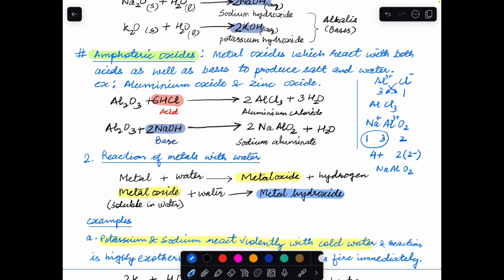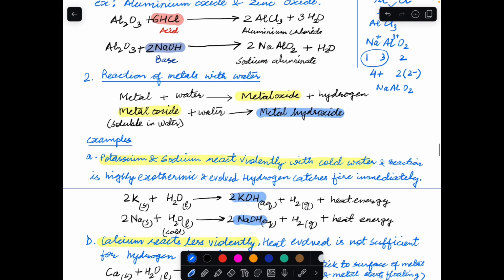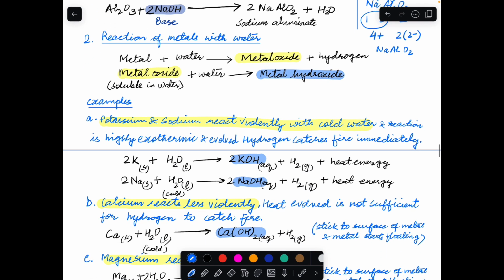Now come to the next reaction, that is reaction of metals with water. Different metals react at different rates with water, just like their reaction with oxygen or air. When a metal reacts with water, first it will form metal oxide and hydrogen gas is liberated. And these metal oxides, if they are soluble in water, will dissolve in water to give metal hydroxide.